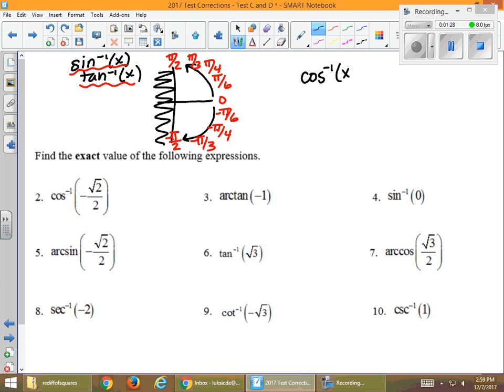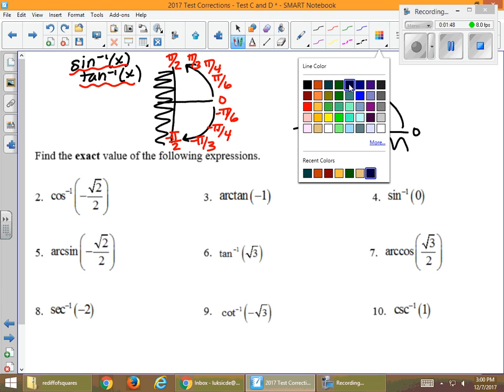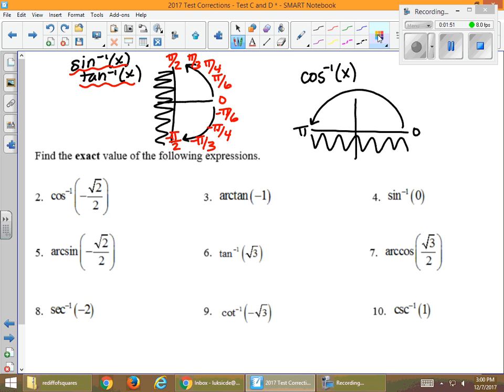Cosine, arccosine, or cosine inverse, you're only looking in quadrants 1 and 2. And that's a little more intuitive. Just don't use the third and fourth quadrant values. So our first is a cosine problem. Cosine of negative radical 2 over 2. So cosine is positive in the first quadrant and negative in the second quadrant. So the second quadrant is what I need. Our fourth in the second quadrant is 3 pi over 4.